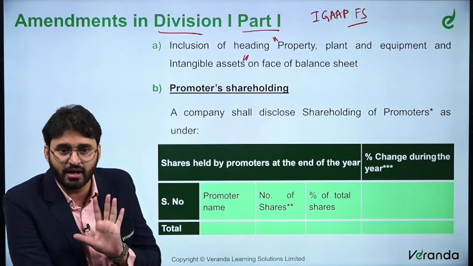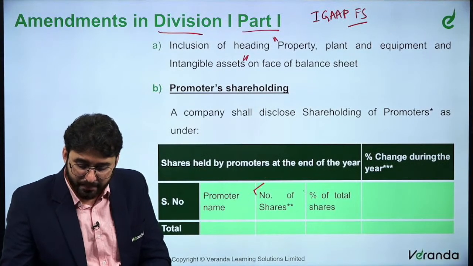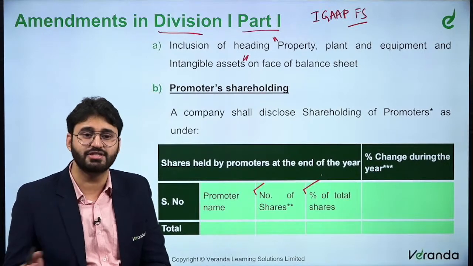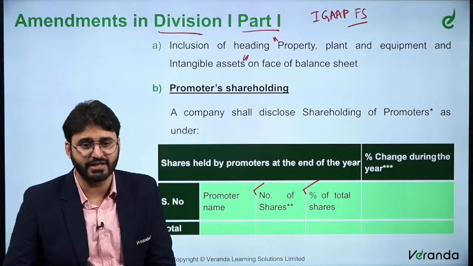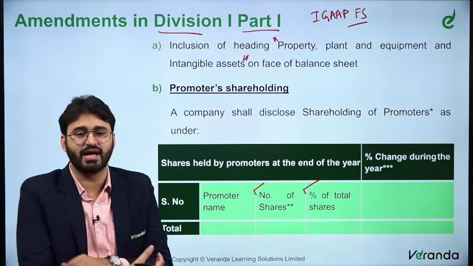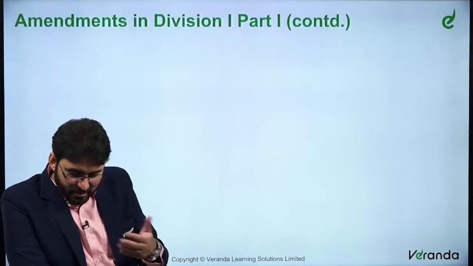In this, I need the promoter name, the number of shares that the promoter is holding, the percentage of total shares, and if there is a change during the year, whether I have diluted my shareholding or got additional shares from the company, that change in percentage will have to be given. Now the question is, okay, let's go forward.